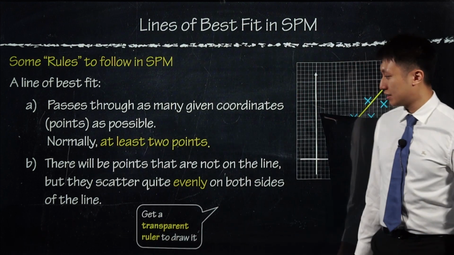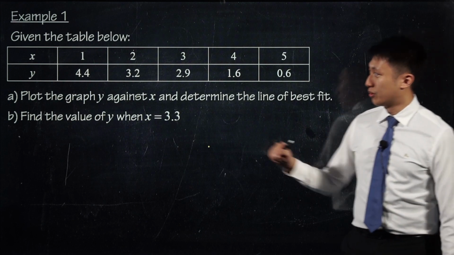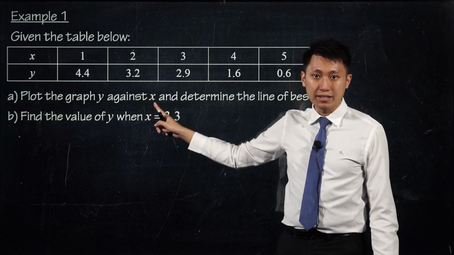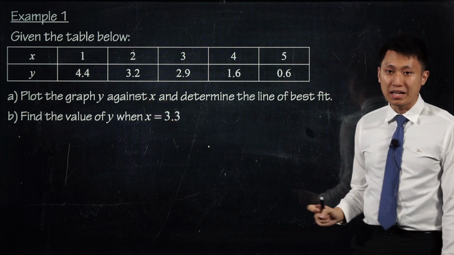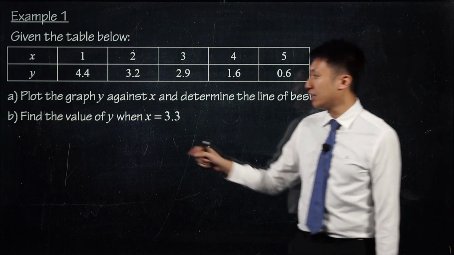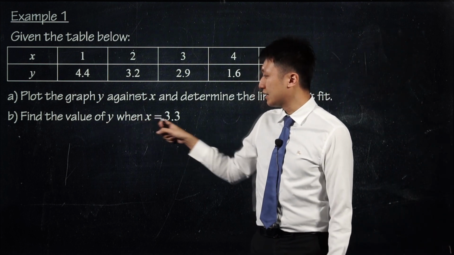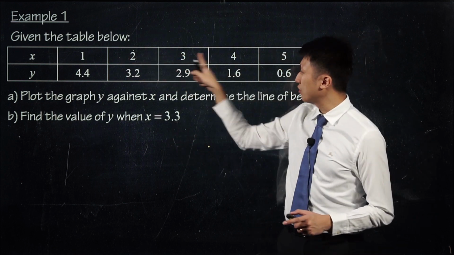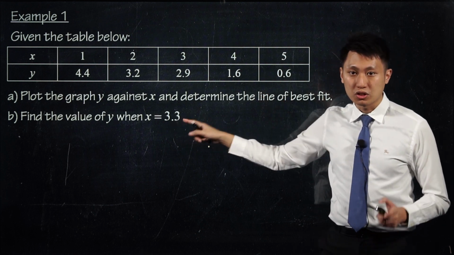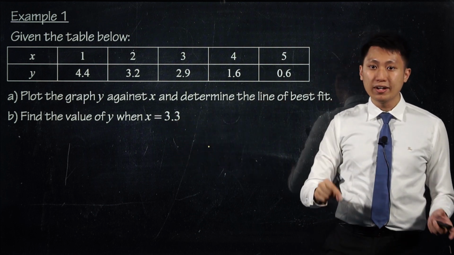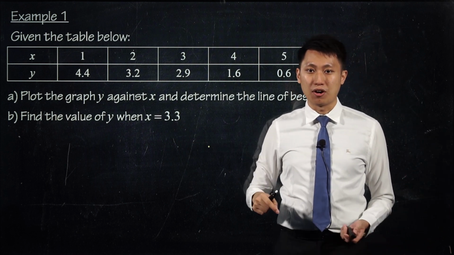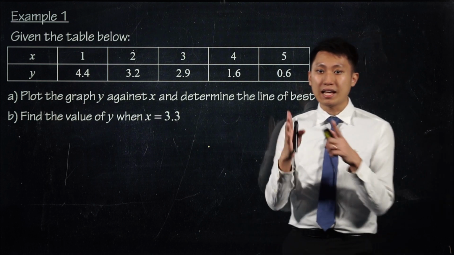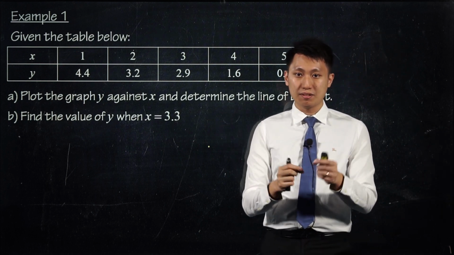Let's try an example here. Given the table here, you have x and you have y. You plot y against x and determine the line of best fit. That's the first part. Second part, find the value of y when x is 3.3. You see that the x values are 1, 2, 3, 4, 5. There's no 3.3. So for this 3.3, you want to find the y value. It depends on the line of best fit that you draw. So the y value that you get might be different from your friend's answer, because the line of best fit might be a bit off and the scale might be a bit different.